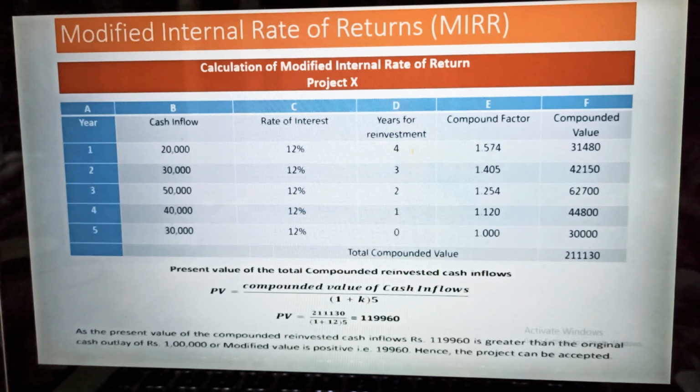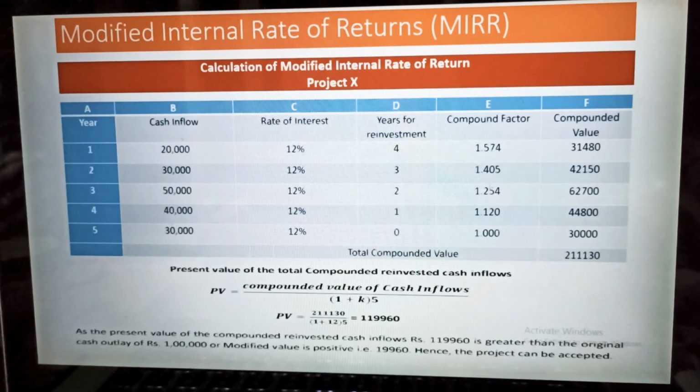Second, 30,000, this you are receiving in second year. For second year you are getting 30,000 rupees. So for this you can reinvest this amount for 3 years. Then third year you can reinvest this amount for 2 years, and in case of fourth year you can reinvest this amount for 1 year, and the last you cannot reinvest this amount. So that's why it is written 0.